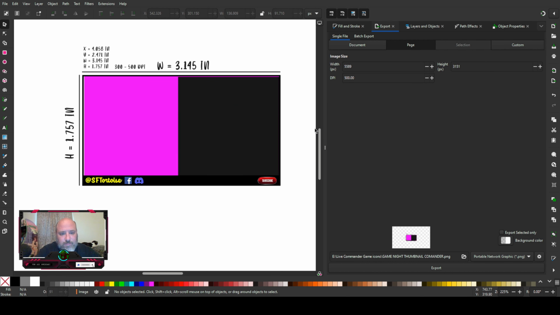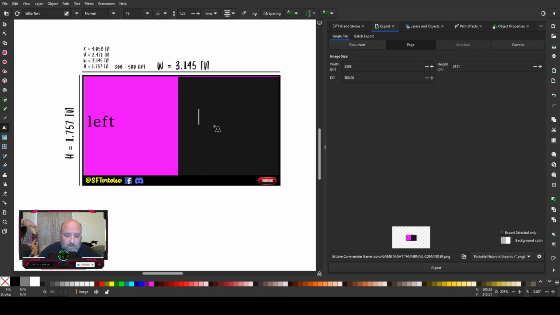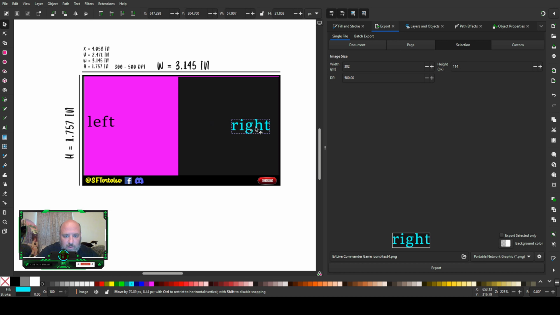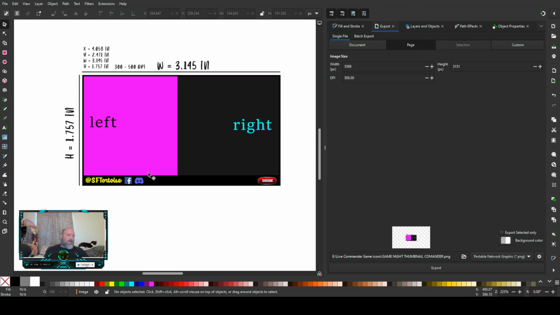Boom, right there. I got this little frame, but you can see I have the thumbnail broken into two blocks. We got a simple left side block. We got a simple right side block. Let me scoot that there. So we got left side block, right side block. So this is how I process thumbnails. There's a left side, there's a right side.